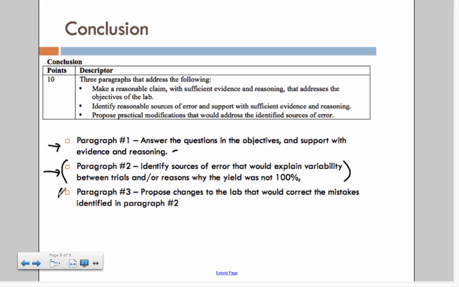Okay. Now the third paragraph, and this isn't going to be worth many points at all, guys, but I want you to take a stab at trying to propose some changes to the lab that would correct the mistakes that you identified in paragraph 2. We haven't really practiced this. I'm just going to try to throw you in and see how you do on this. Once again, not a lot of points here, but I just want to see how you're doing on that final paragraph.